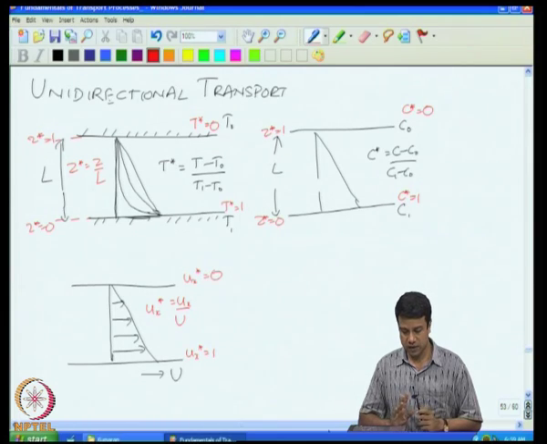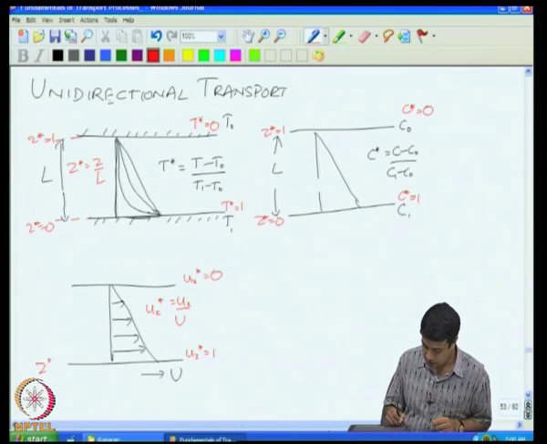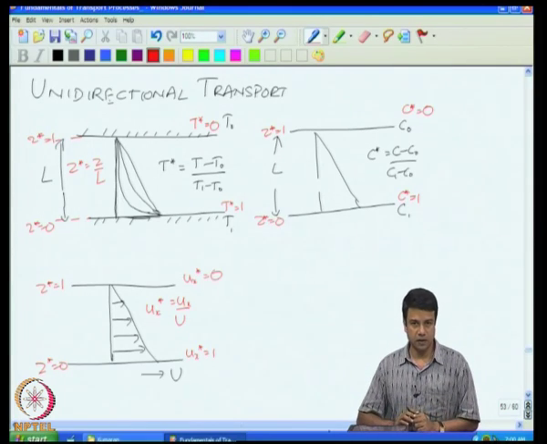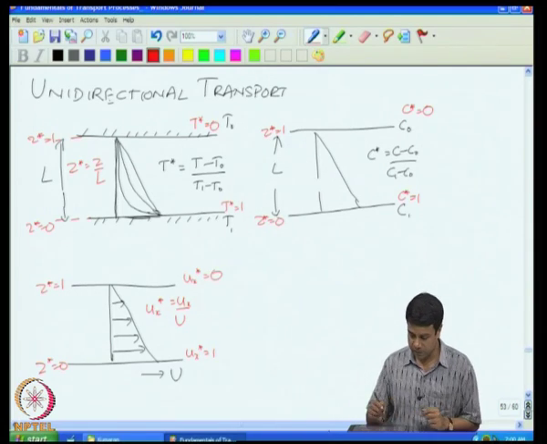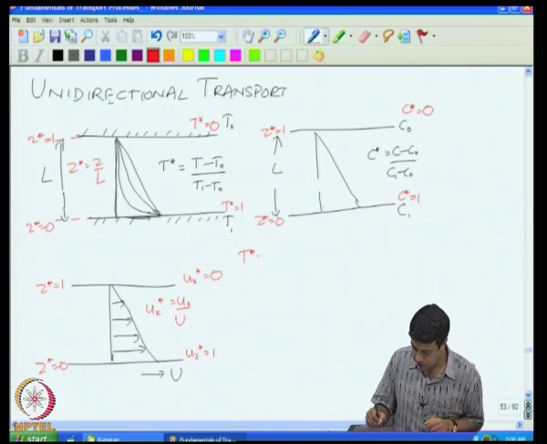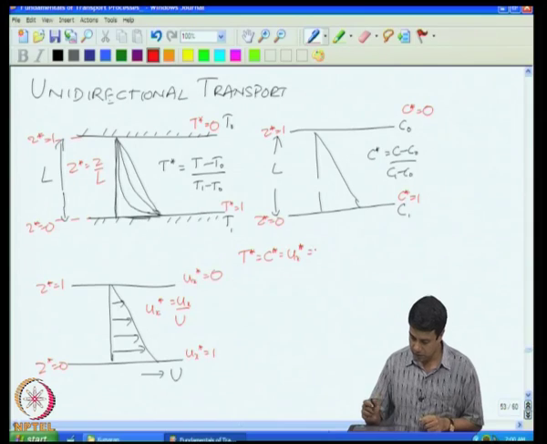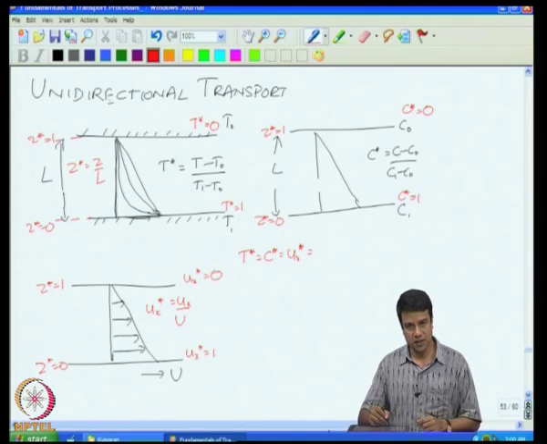When defined in terms of scaled quantities, the temperature, concentration and velocity in scaled form have identical values on the top and bottom plates. The scaled distance also has identical values. Therefore, in scaled form, the solutions will be identical. The solution for all three cases will be T star is equal to C star is equal to ux star, which has to vary between 0 and 1, 0 at z star equal to 1 and 1 at z star equal to 0. And it has to be linear because the second derivative was 0.